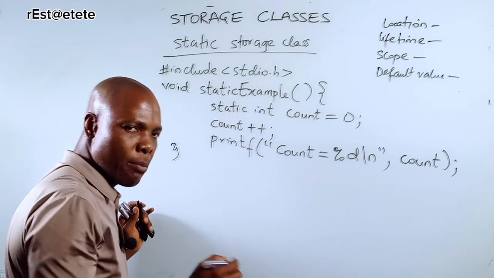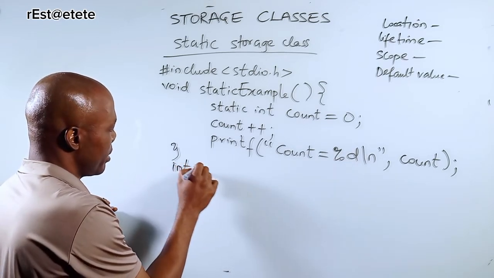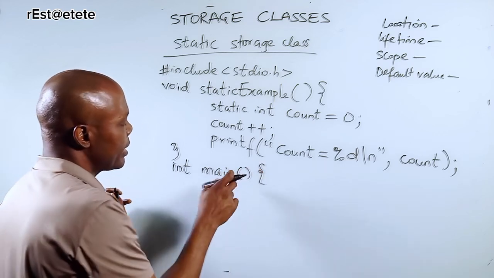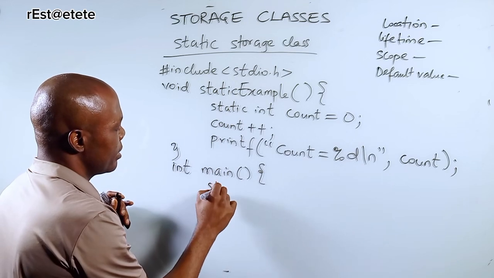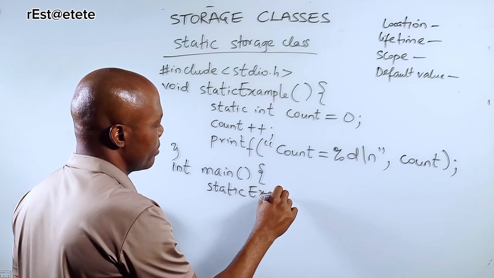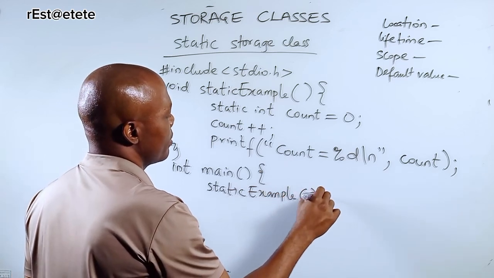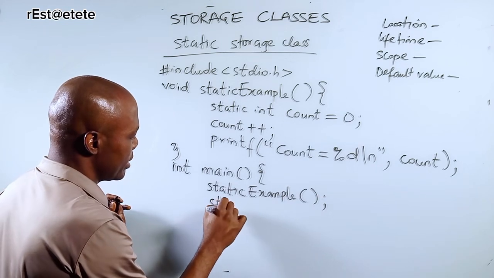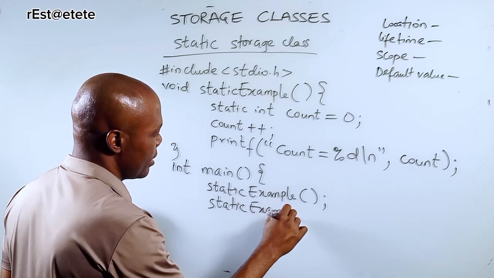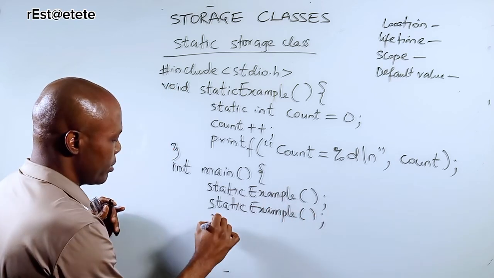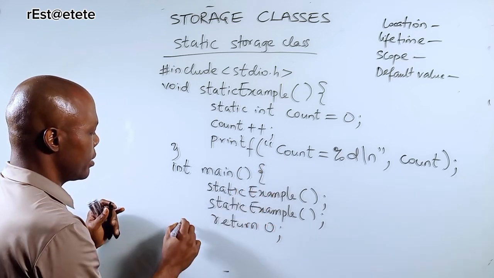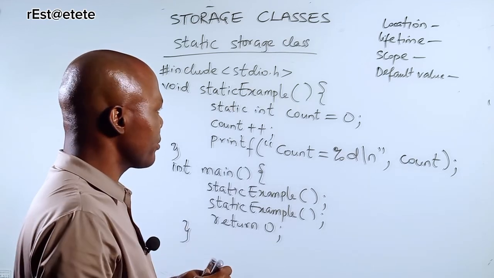Then I will create my main function, which is the entry point of the program, int main. Inside this main, I'll call static example. Then I will call it again, static example. And then I will say return 0. So I will close this. All right, so this is my program.